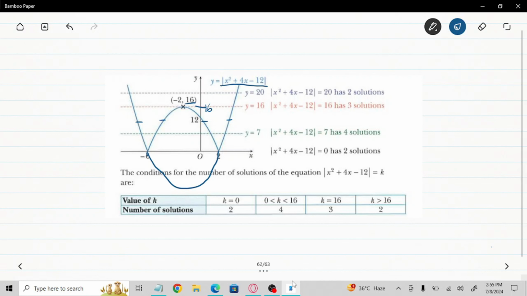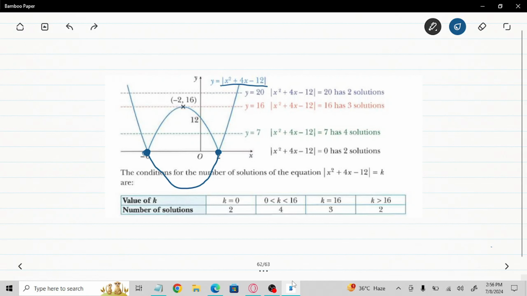Whenever the k, or you can say the y value, is lesser than the maximum y value, we are going to have 4 solutions. And another thing, whenever that y value is equal to 0, we are going to get 2 solutions because these 2 points are intersecting at this point. So only when y is equal to 0 are we getting 2 x values, and this applies for every modulus graph after it is reflected.